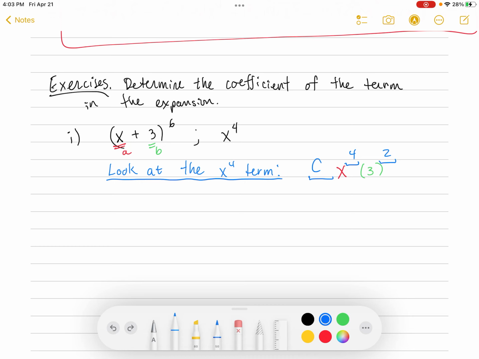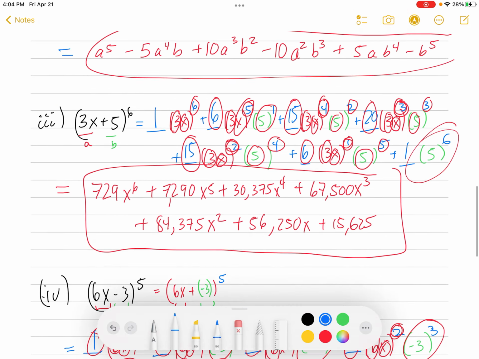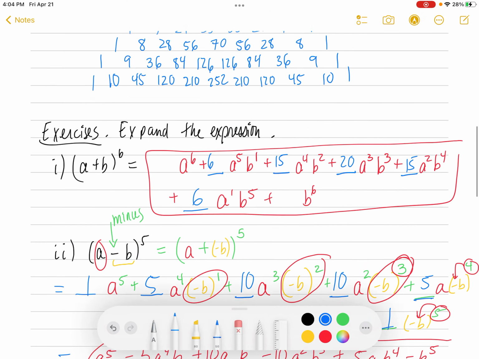No, I said that wrong. C4. C4 is right. Yeah, I mean, it could be either one, C2 or C4. They actually turn out to be the same thing in your expansion. So, I'm putting C4 there. So, let's find C4. Where is C4?